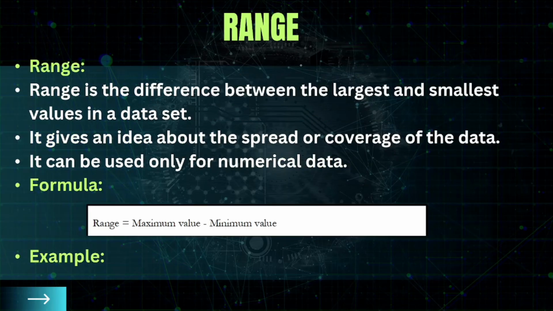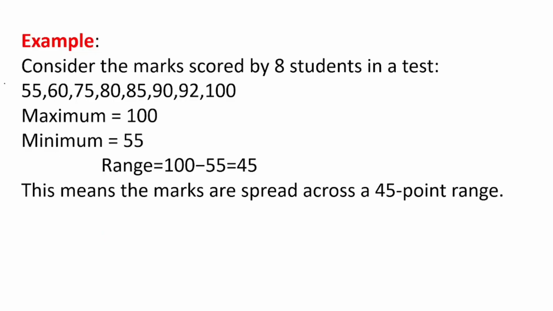So what is the meaning of range here? It is the difference between the largest and the smallest values in the data set. If you have a data set, you are going to find out the largest and the smallest, and do the minus of it. So this is the formula for that: maximum value minus minimum value.